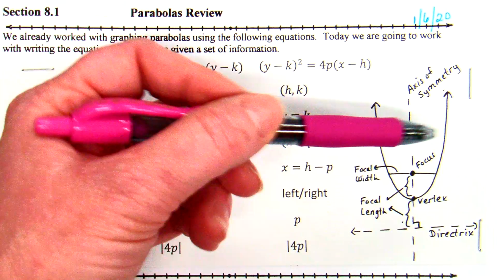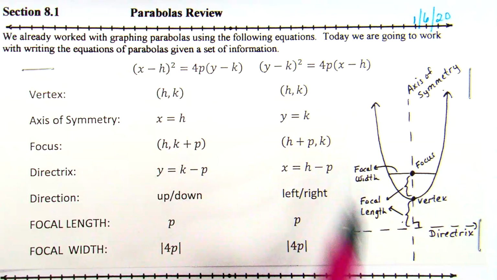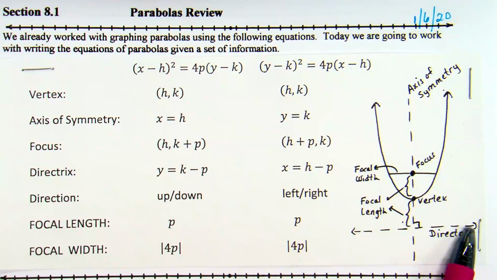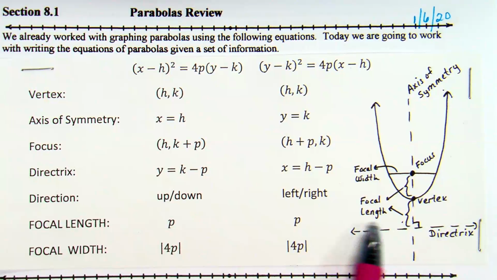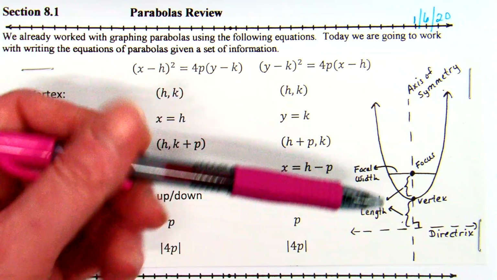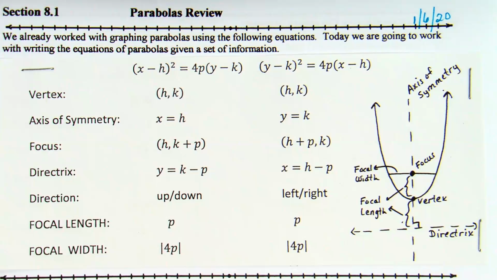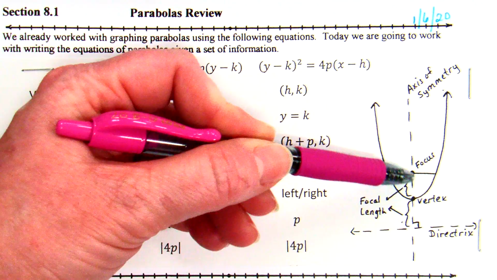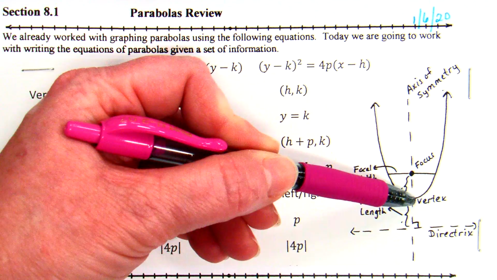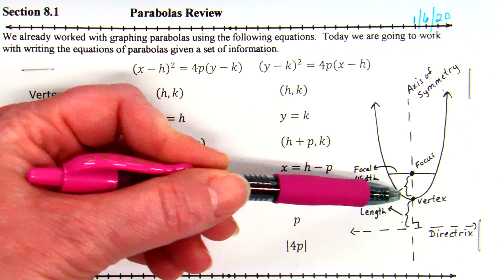Now, that focus is inside the parabola. On the outside of the parabola, we have a line here, and it's an imaginary line, just like the axis of symmetry, that is perpendicular to the axis of symmetry, called the directrix. What's important to realize about this point called the focus and this line called the directrix is that they are equidistant from the vertex, meaning that the distance from the focus to the vertex is the same as the distance from the vertex to the directrix. You'll notice on my drawing, that is called the focal length.